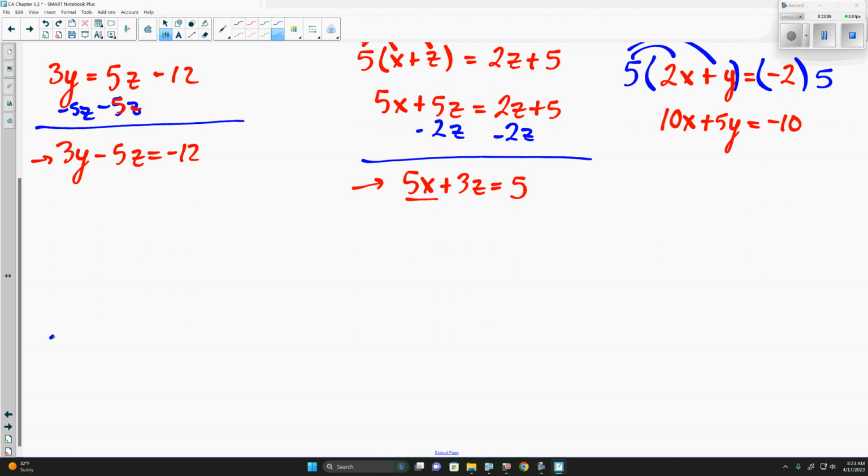Our other equation here that has 5, we need to multiply the whole thing by 2. 2 times 5x is 10x. 2 times 3z is plus 6z. And 2 times 5 is 10.